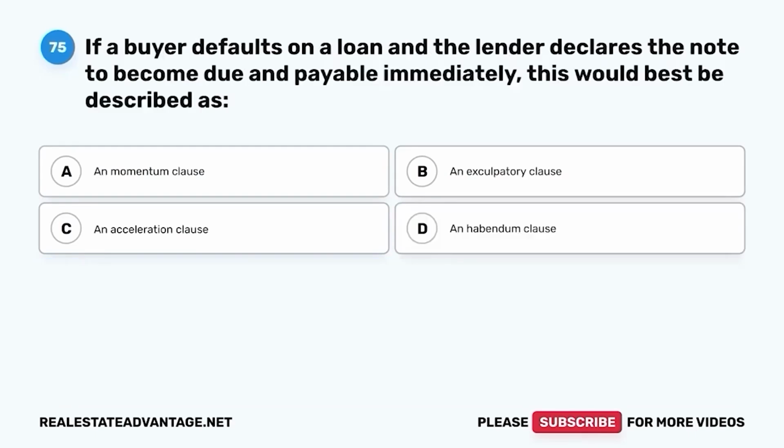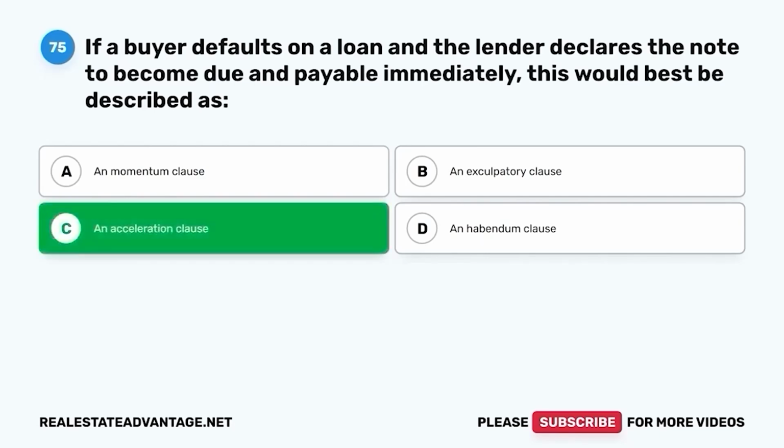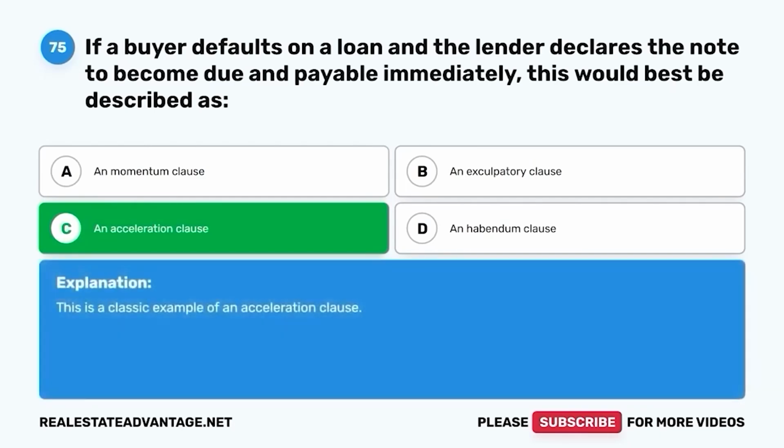Question 75. If a buyer defaults on a loan and the lender declares the note to become due and payable immediately, this would best be described as A. An momentum clause, B. An exculpatory clause, C. An acceleration clause, D. An habendum clause. The correct answer is C. An acceleration clause. This is a classic example of an acceleration clause.